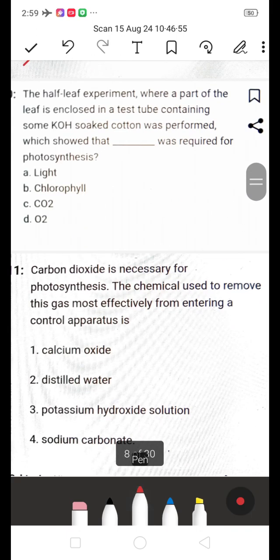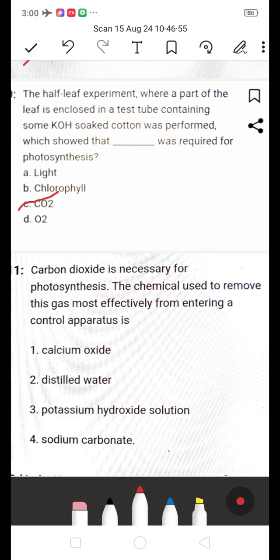Next one, the half-leaf experiment where a part of the leaf is enclosed in a test tube containing KOH-soaked cotton was performed, which showed that this was required for photosynthesis. Which is required for photosynthesis? Is it light, chlorophyll, carbon dioxide, or oxygen? The correct answer is carbon dioxide. Carbon dioxide is required for the process of photosynthesis to make food. This is the right answer. CO2.